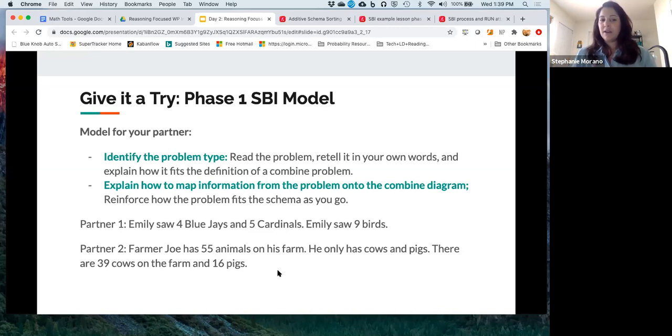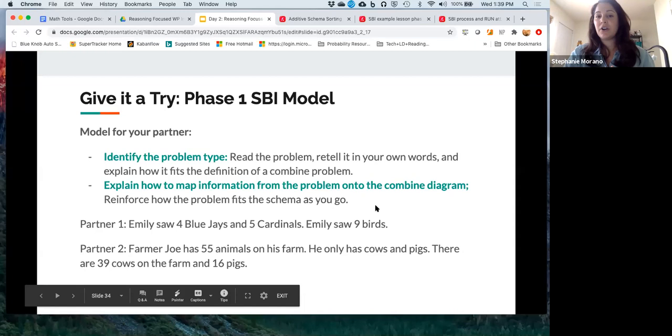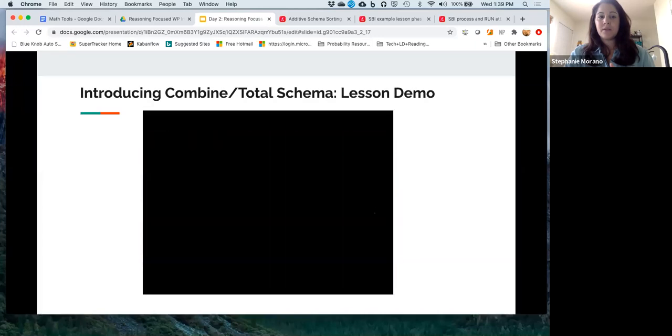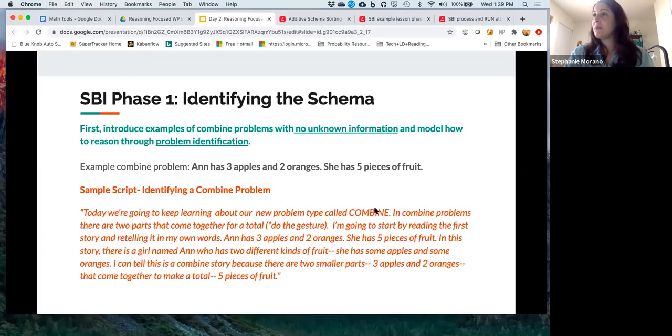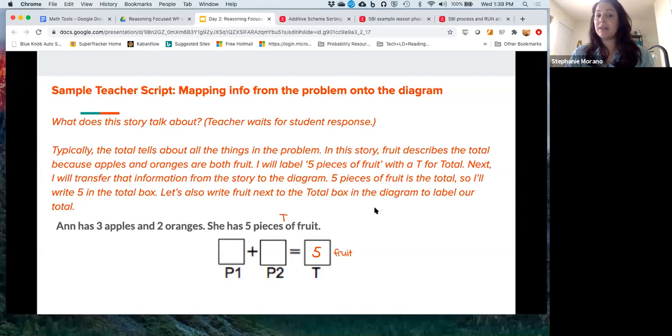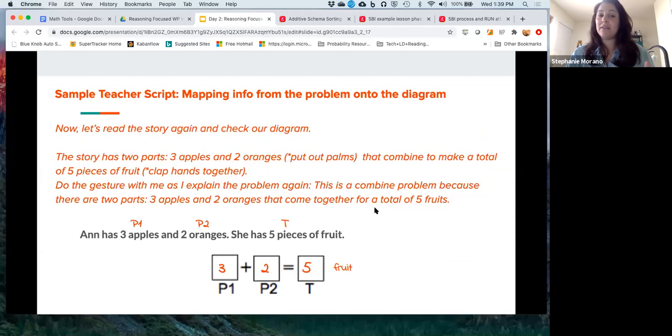So your problems are here. Again, I'm going to send you into breakout rooms with just one other person. And you're going to take turns working through the process that I just modeled here of first identifying the problem type. So you're going to retell the story, explain why it's a combined story. What are the parts? What is the total? How do you know? And then you're going to take the information from the story and map it into the diagram, again explaining how do you know what the total is, how do you know what the parts are as you work through.